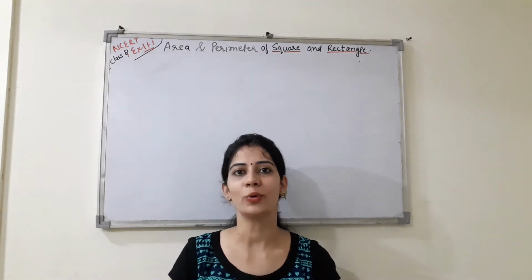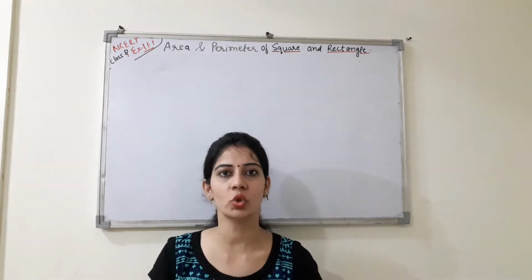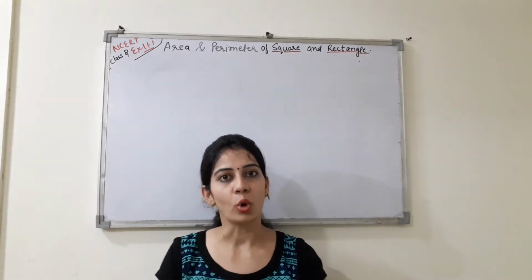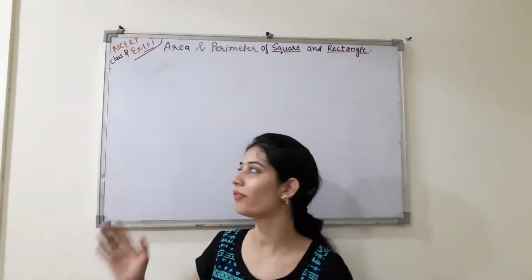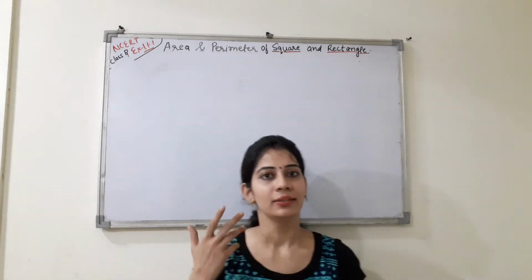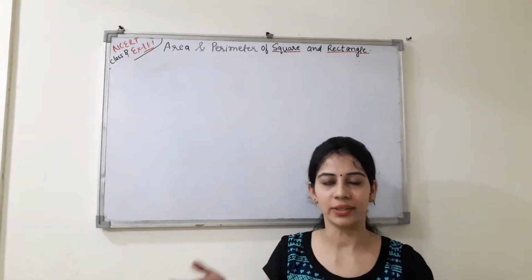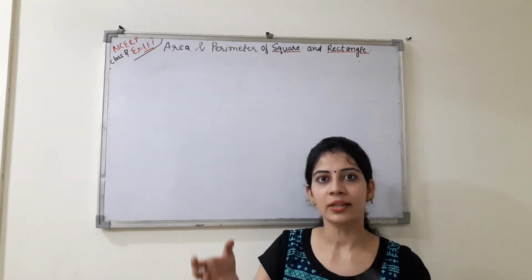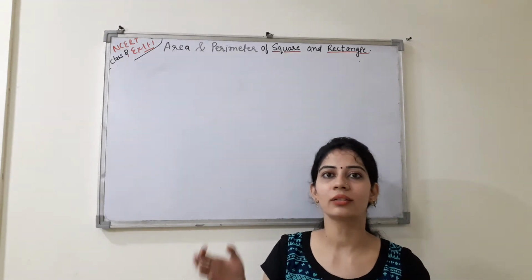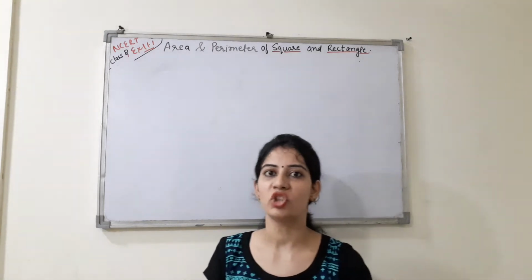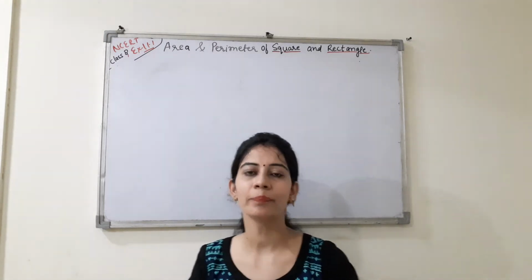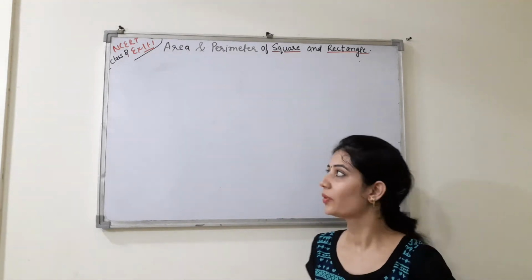Today we will learn about the area and perimeter of a square and a rectangle, and also solve some questions related to the area and perimeter of these two geometrical shapes, that is your square and rectangle. The questions I am taking are from the class 8th NCERT maths book, chapter number 11, Mensuration, exercise 11.1, right?